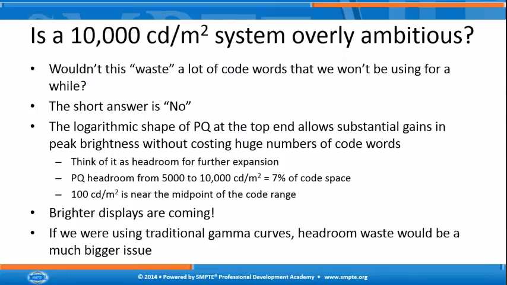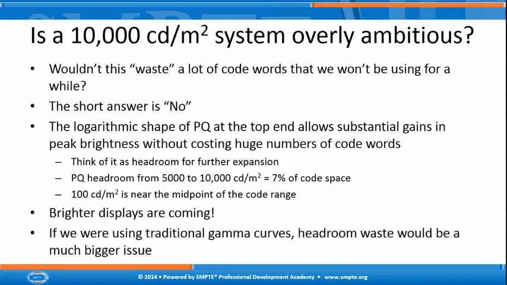So one last thing I wanted to cover is the first question we usually get as we talk about these things: isn't doing a 10,000 nit system overly ambitious? Wouldn't this waste a lot of code words that we won't be using for a while until display technology catches up with our ambitious goal? So the short answer to this is no. The reason why is the logarithmic shape of the PQ curve at the top end. Remember, it looks a lot like a log function there. It gives you substantial gains in brightness without costing large numbers of code words to do it.